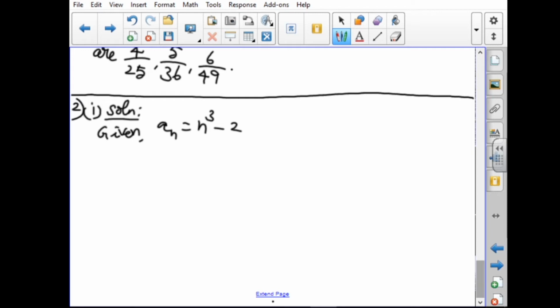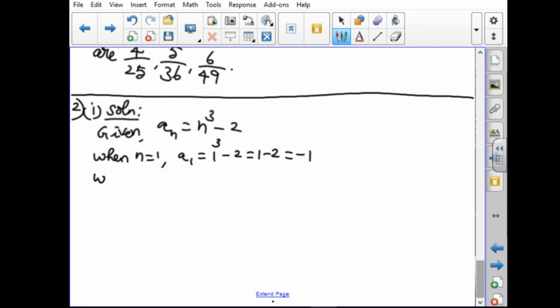So we have to start from n equal to 1, 2, 3 like that, so that we get the first 4 numbers. Put n equal to 1. So n equal to 1 means A1. A1 equal to 1 cube minus 2. 1 cube minus 2 means 1 minus 2. So that is minus 1.